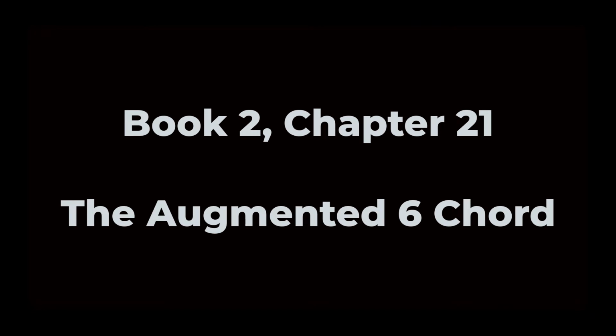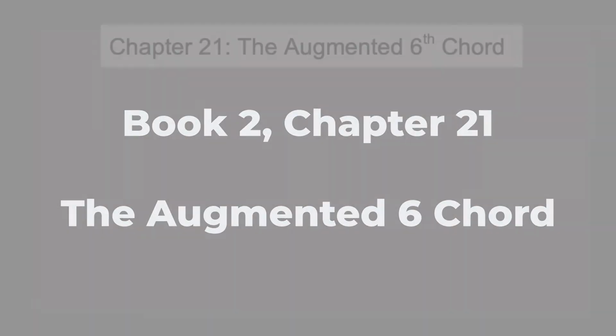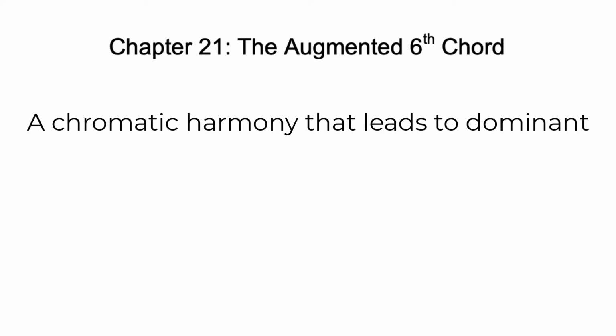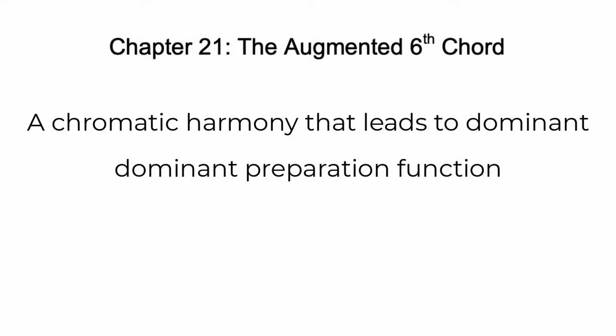Chapter 21, the Augmented Sixth Chord. The augmented sixth chord is a unique harmony that involves a very specific chromatic voice leading of pitches resolving to the dominant. It can be considered as a chord with chromatic pitches and dominant preparation function, much like the Neapolitan chord, the V5-7 of V and the vii diminished 7 of V.